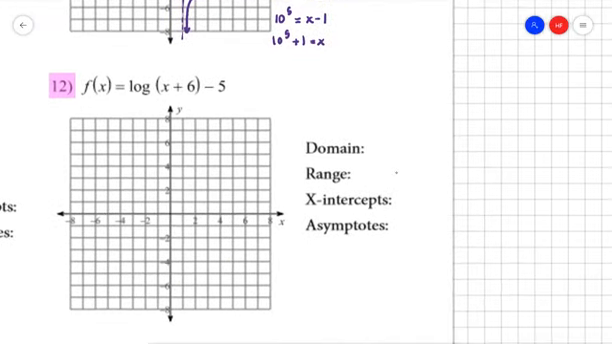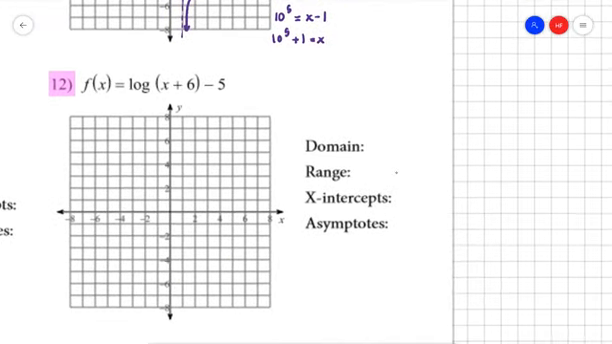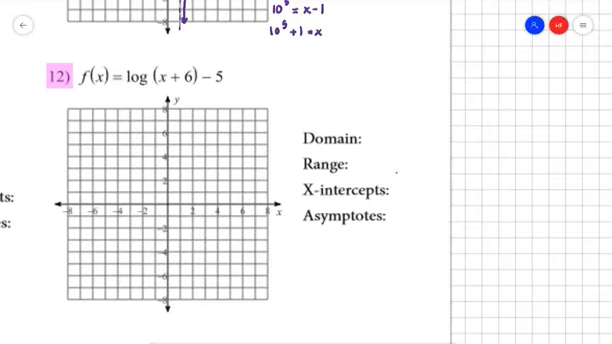And lastly, number 12. We're moving to the left 6 and down 5. Domain, x is going to be greater than negative 6. My asymptote is at negative 6. Range is all real numbers.